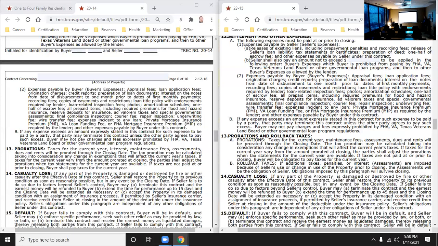The tax proration may be calculated, taking into consideration any change in exemptions that will affect the current year's taxes. If taxes for the current year vary from the amount prorated at closing, the parties shall adjust the prorations when tax statements for the current year are available. If taxes are not paid at or prior to closing, buyer will be obligated to pay taxes for the current year. Excellent. Mr. Grossman, read B.